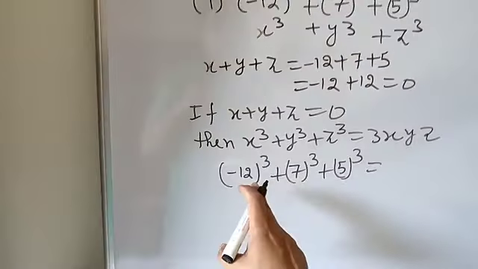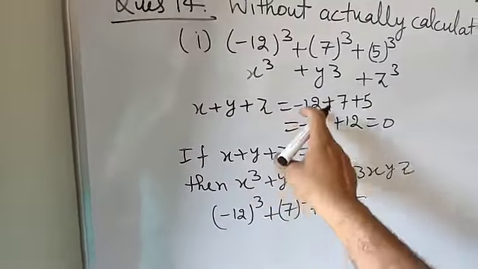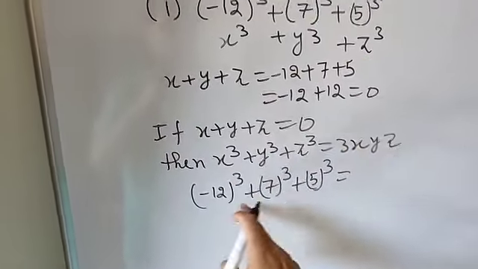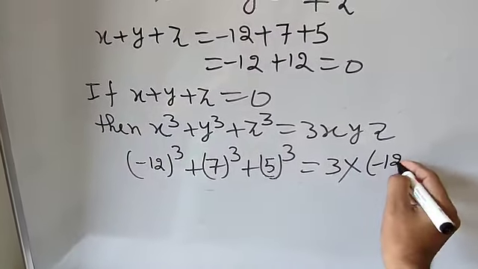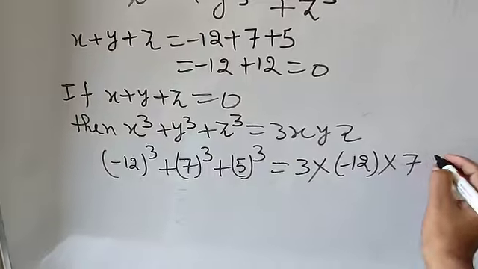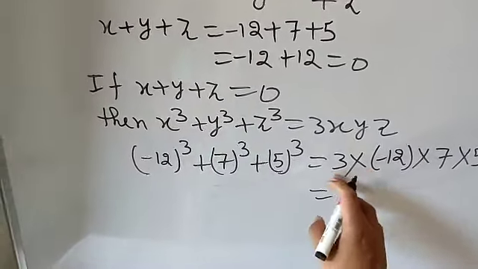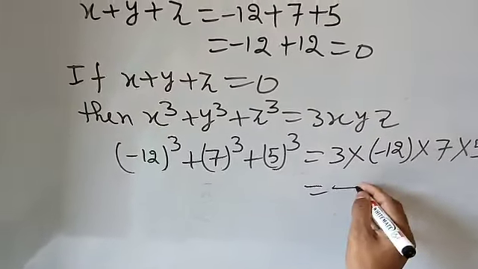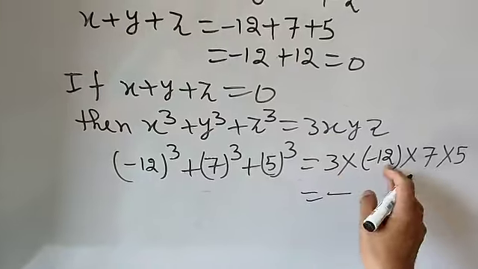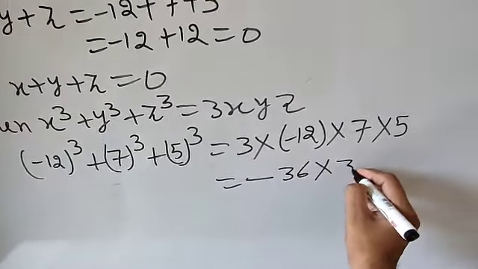So here I had proved that if x plus y plus z, that is minus 12 plus 7 plus 5, equals 0, then x cube plus y cube plus z cube is equal to 3xyz. X is minus 12, y is 7, z is 5. Now calculate this. One value is negative, so the multiplication of all these will be negative. So I have taken the negative: 12 into 3 is 36, 7 into 5 is 35.